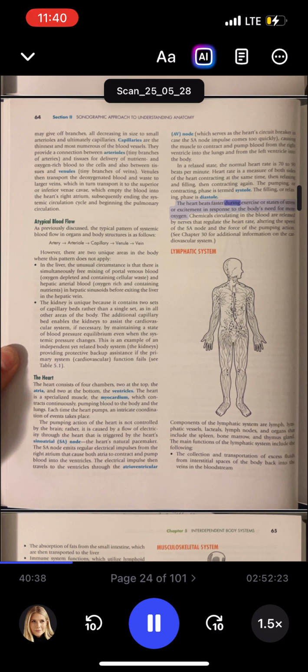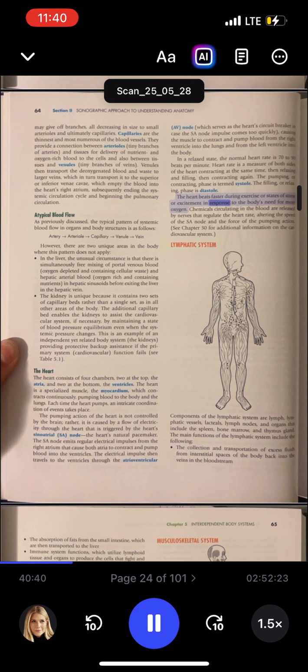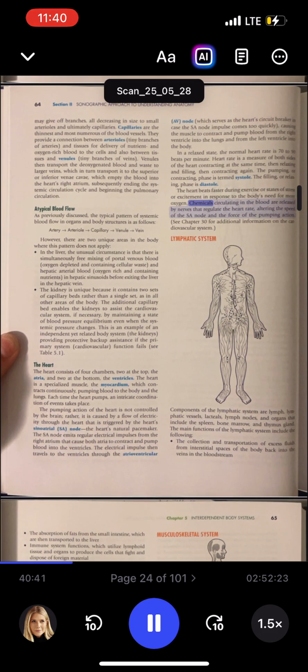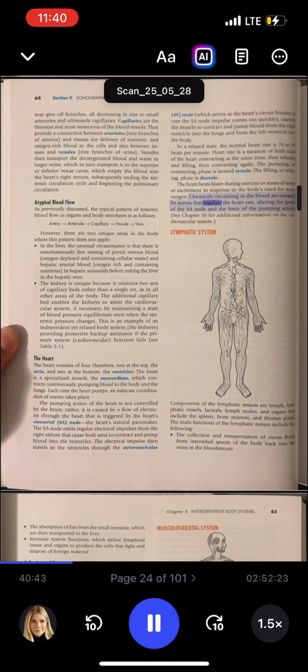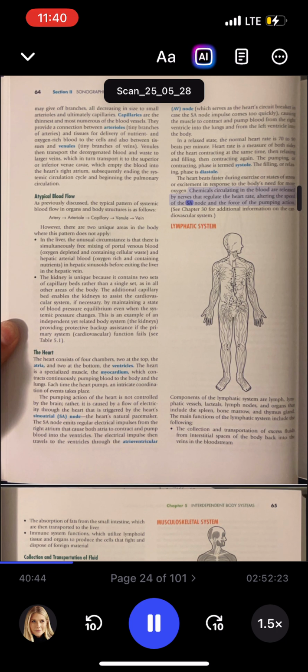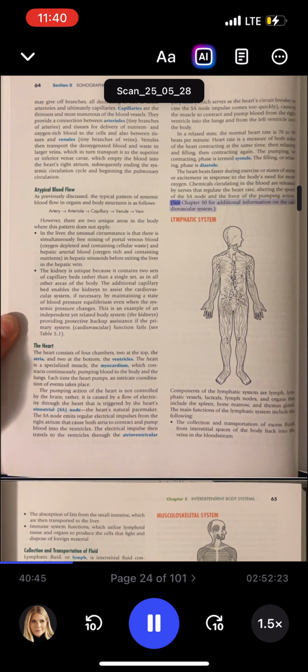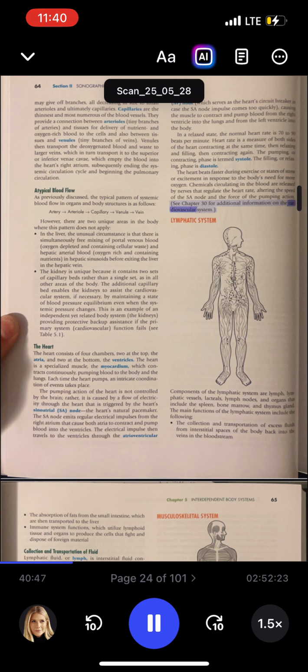The heart beats faster during exercise or states of stress or excitement in response to the body's need for more oxygen. Chemicals circulating in the blood are released by nerves that regulate the heart rate, altering the speed of the SA node and the force of the pumping action. See Chapter 30 for additional information on the cardiovascular system.